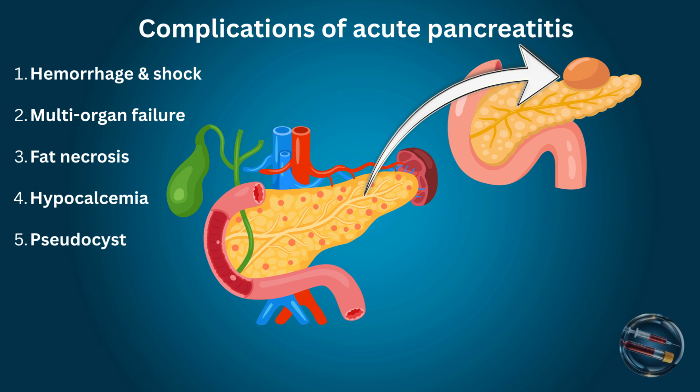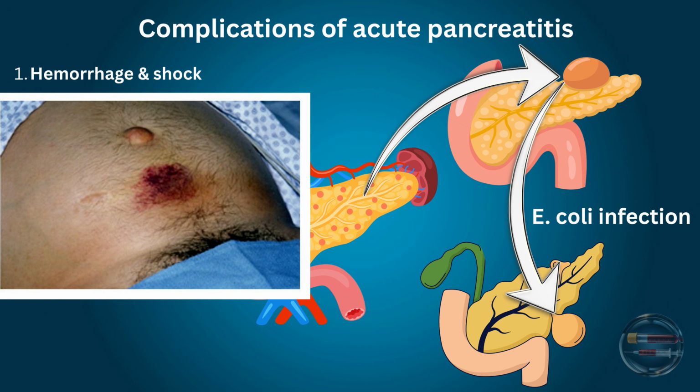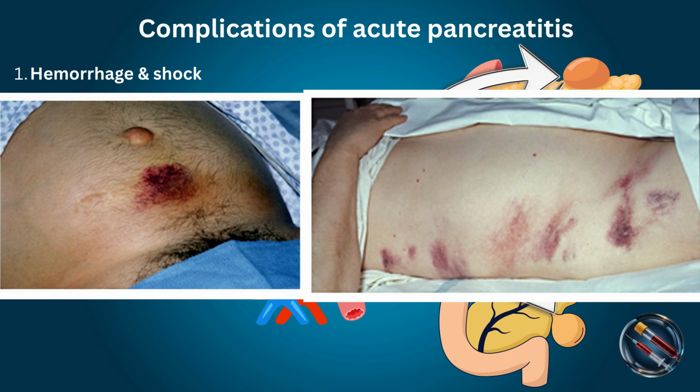If a pseudocyst becomes infected, typically by enteric bacteria like E. coli, it can progress to an infected fluid collection or abscess. The extension of necrosis and hemorrhage into the retroperitoneum and periumbilical soft tissues manifests clinically as Cullen sign in the periumbilical region and Grey Turner sign in the flanks.